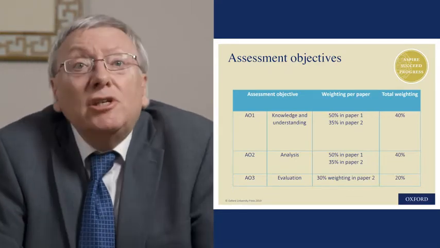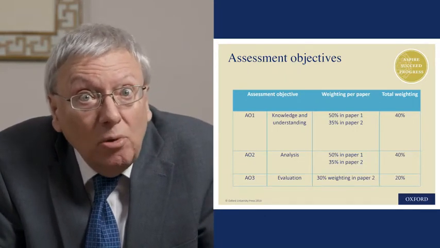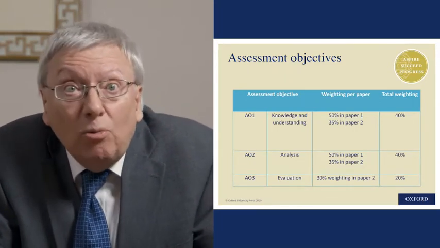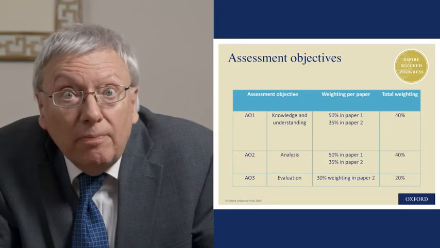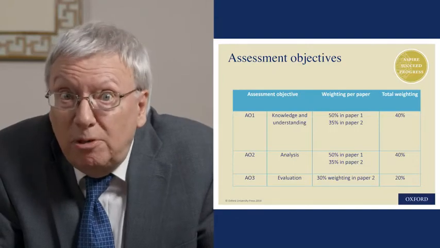AO3, Evaluation, has a 0% weighting in Paper 1 and a 30% weighting in Paper 2. This makes a total of 20% weighting across the 2 papers. It's very important that you understand the meaning of the 3 assessment objectives.